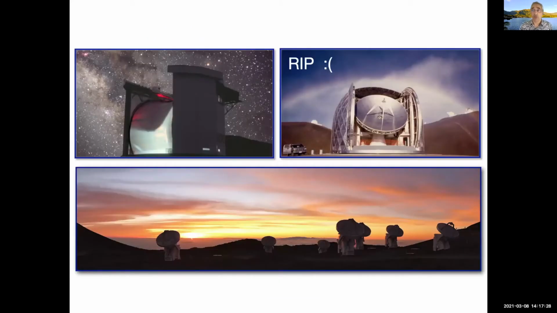Here's close-ups of those telescopes. The JCMT is a 15-meter single-dish telescope. The CSO was a 10-meter telescope. It has now been decommissioned and is actually being removed from the summit as we speak. The Submillimeter Array is an array of eight 6-meter dishes, as you probably are well aware.